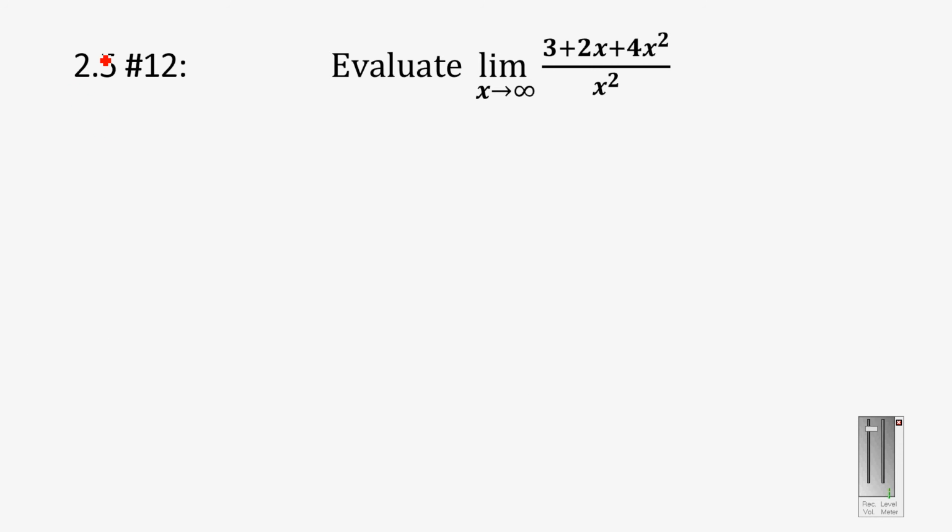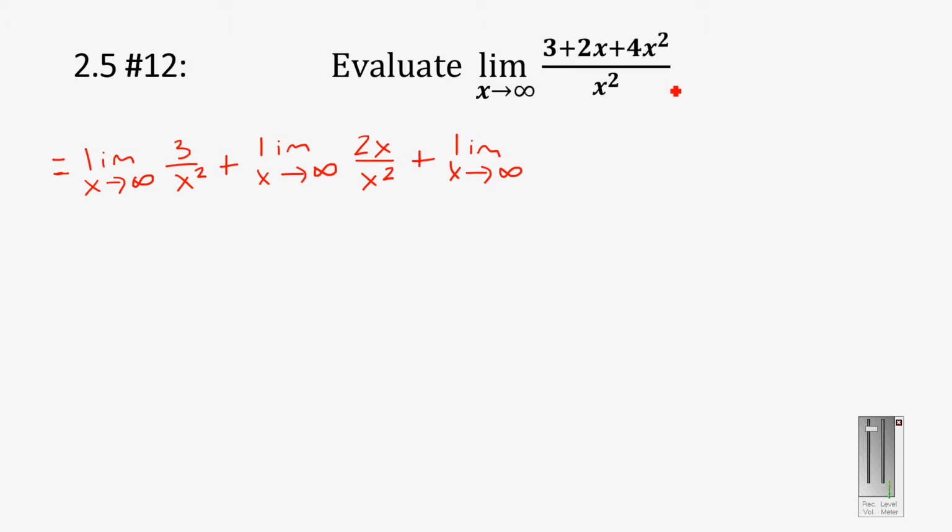On a problem like this, it actually could be done a number of different ways. I'm going to start off by just breaking this up into different pieces. To me, this one kind of screams to do that. So this would be equal to the limit as x goes to infinity of 3 over x squared, plus the limit as x goes to infinity of 2x over x squared, plus the limit as x goes to infinity of 4x squared over x squared.